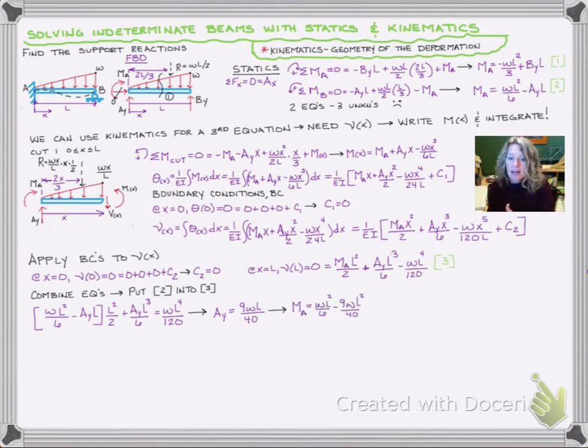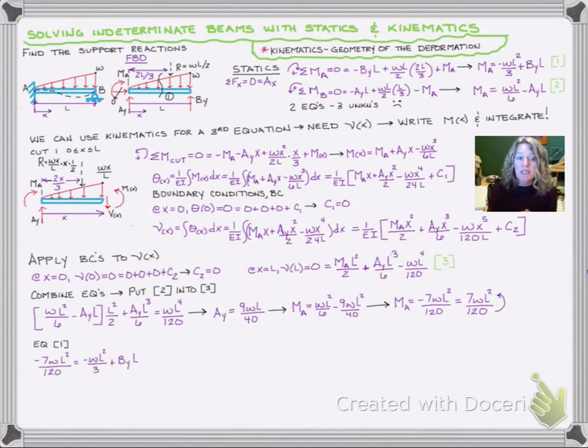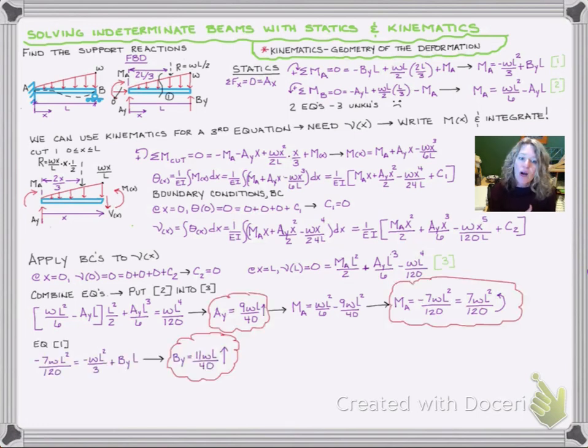Now just plug that back into equation 2, and we get that our moment is actually negative 7WL squared over 120. Because it's negative, I'll write it positive, but draw our moment going the opposite direction that we assumed. Then we put that into equation 1, and we get our BY. And so now we have our AY, our BY, and our moment at A.